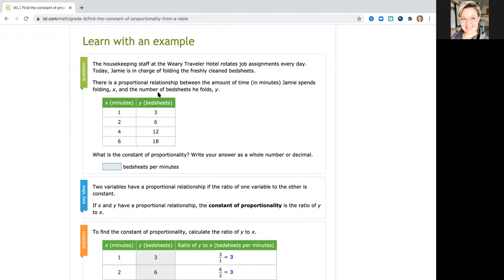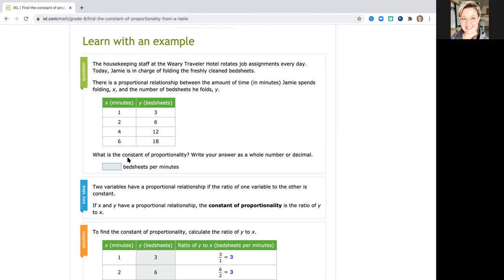The housekeeping staff at the Weary Traveler Hotel rotates job assignments every day. Today, Jamie is in charge of folding the freshly cleaned bed sheets. There is a proportional relationship between the amount of time in minutes Jamie spends folding, which we'll say is X, and the number of bed sheets he folds, which will be Y. If you remember, the proportional relationship means that there is an equal proportion as we get to more minutes, the same amount of more bed sheets will be folded. So here's a table of Jamie's minutes spent folding and the amount of bed sheets he folds.